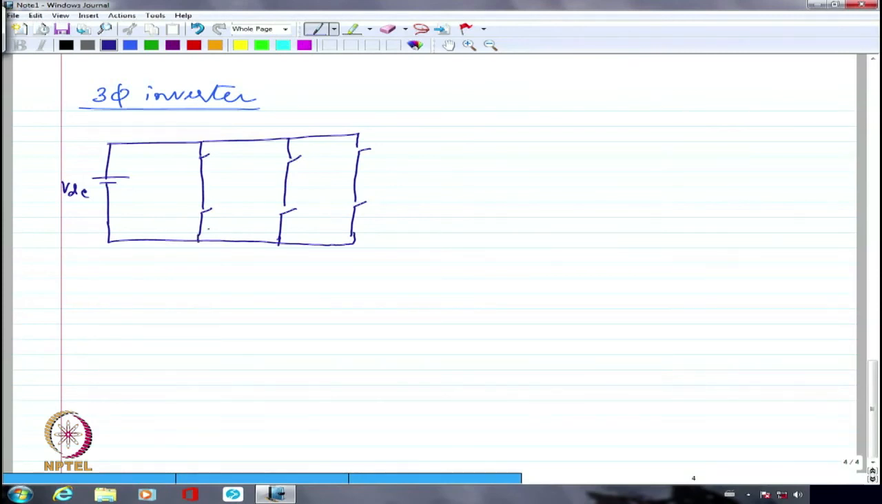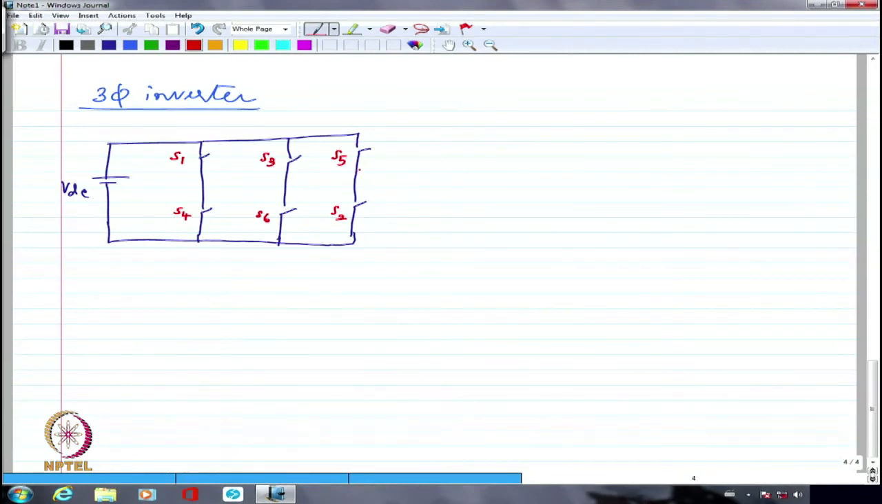And numbering we will do very similar to what we had done for the rectifier. So I will call this S1, this is S4, this is S3, this is S5, S6 and S2. Of course, each of them will have diodes as well in parallel, no doubt.